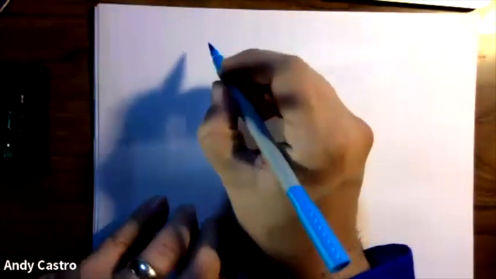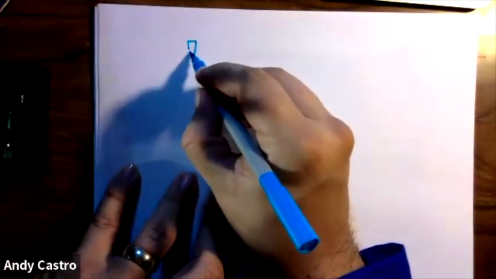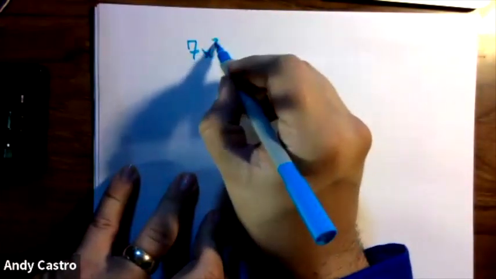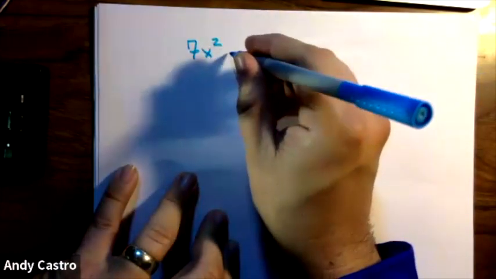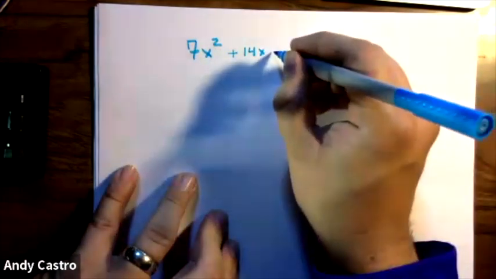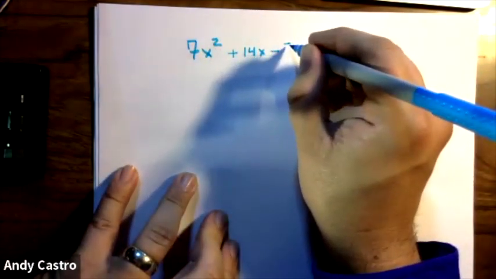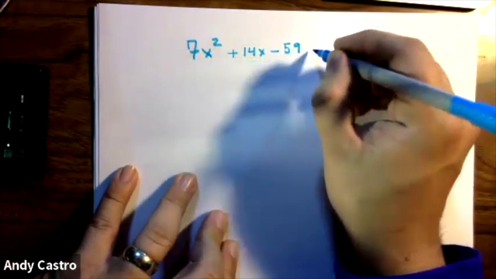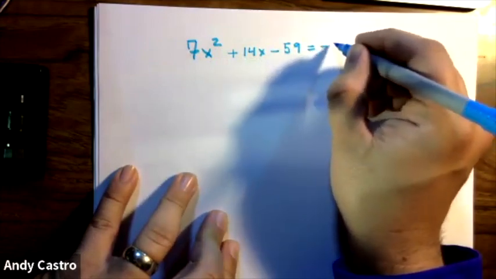Okay. So let's do one now where a is not equal to 1. So let's look at 7x squared plus 14x minus 59 is equal to negative 3.